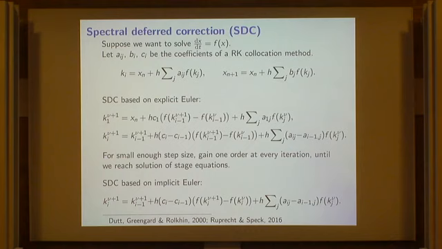Now, at every iteration that you do, you gain one order in your method. So if your collocation method has order 5, then after 5 iterations you actually get to the solution for small enough step size. Of course, because this is still an explicit method, if you have a stiff equation, then you need a very small step size for this to work. It's not a miracle. You cannot solve stiff equations with this.